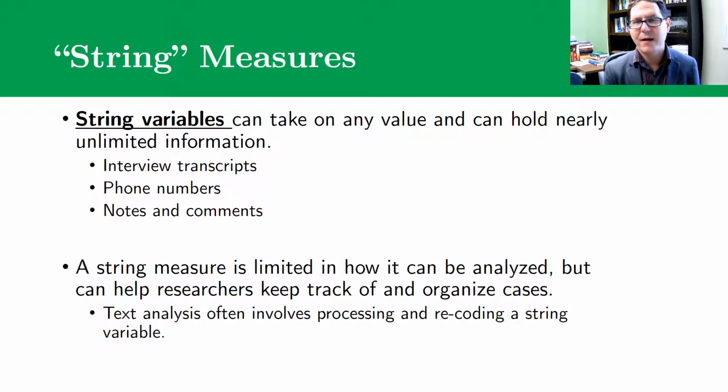And so if I conduct interviews, I might record the names of the people I interviewed as a string variable. Right? It's just a string of characters. I could also record their phone numbers, a string of characters. They happen to be numbers, but the numbers don't have mathematical meaning. They're an organizational kind of thing, and it wouldn't be appropriate to do math on those numbers. I could have notes or comments, or even the full interview transcripts could be included as string variables.